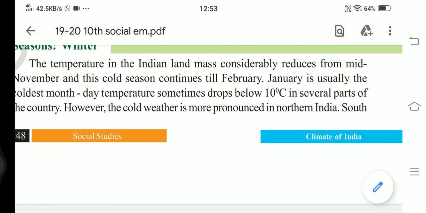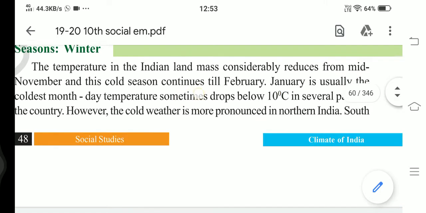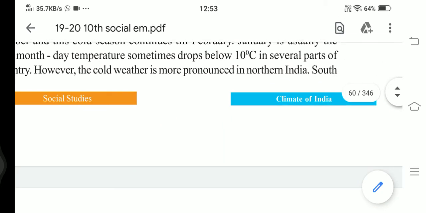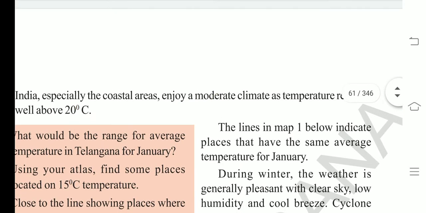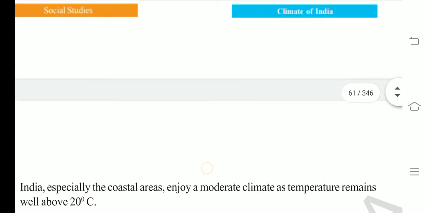In that month, the temperature of a day drops below 10 degrees centigrade in many parts of the country, and especially we see that cold weather is experienced in northern India, understand, whereas in southern India, especially in the coastal area, we see a moderate climate where the temperature will be above 20 degrees centigrade.